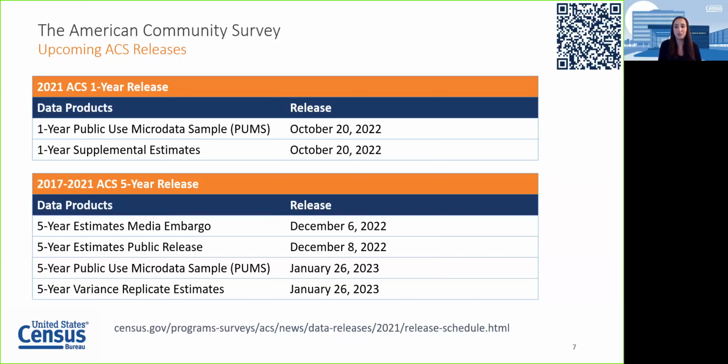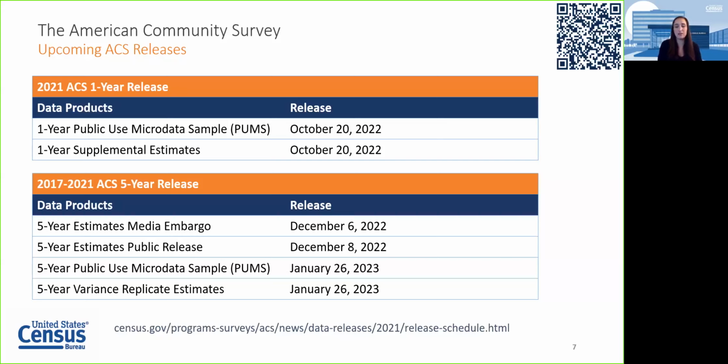PUMS data are made available to data users at the nation, region, state, and public use microdata areas, or PUMA, levels of geography. PUMAs are non-overlapping geographies which contain at least 100,000 people. These files allow data users to create custom tables that are not available through pre-tabulated ACS data products. PUMS data can be found on the Census Bureau's FTP server, through the API, or through the microdata tool available on data.census.gov.